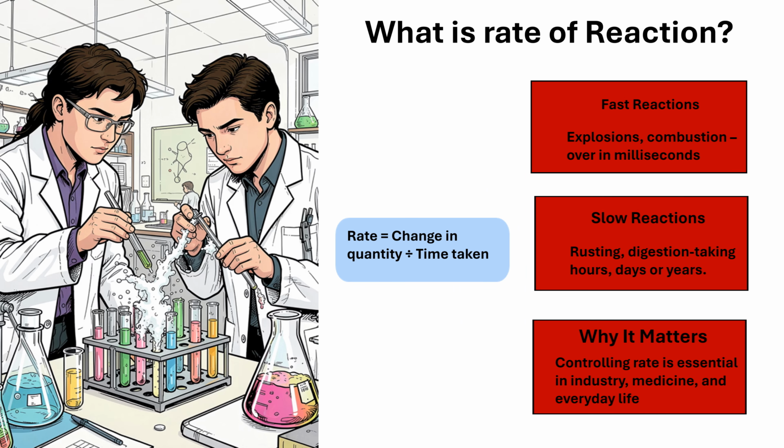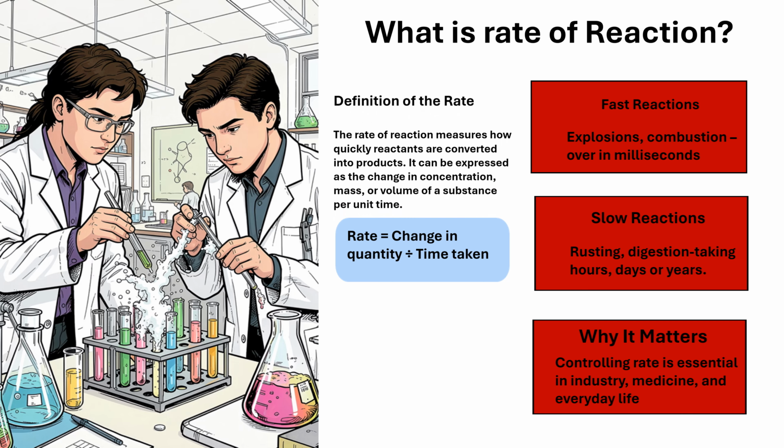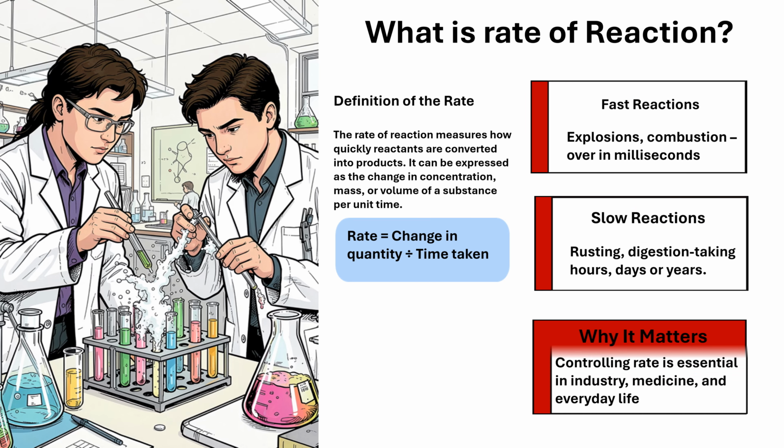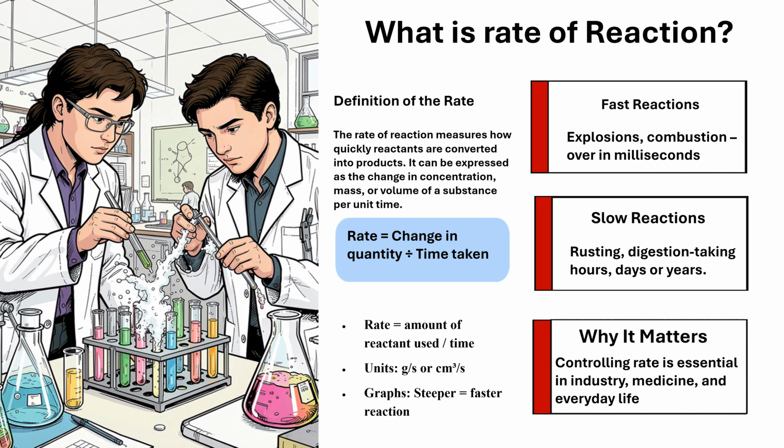To calculate the rate of a chemical reaction, we divide the amount of reactant used or product formed by the time taken. Reactions are often shown on a graph. Steeper lines mean faster reactions.